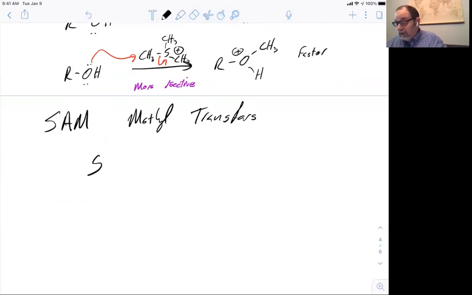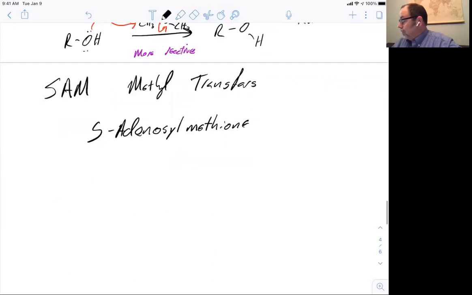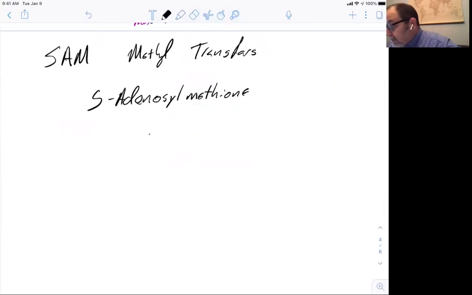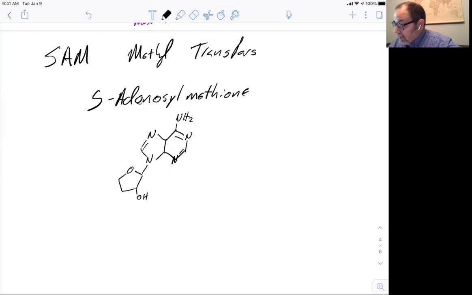So SAM is S-adenosyl methionine. And that's this rather large molecule. And we're just getting started. So we have a ribose over here. There's our sulfur.